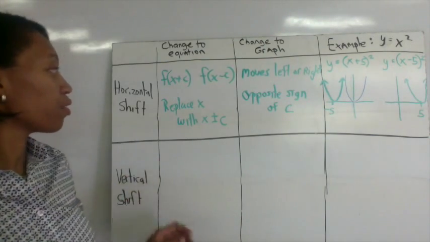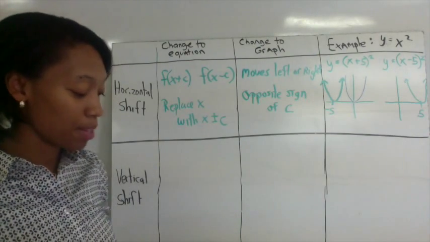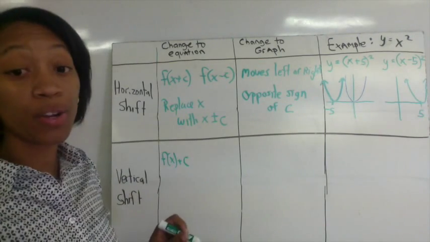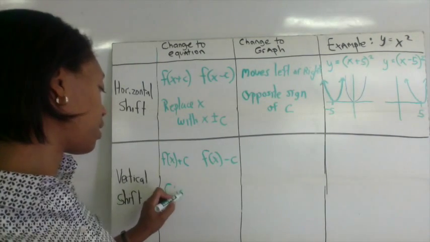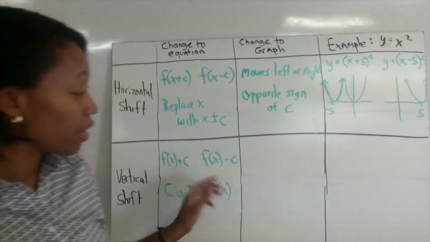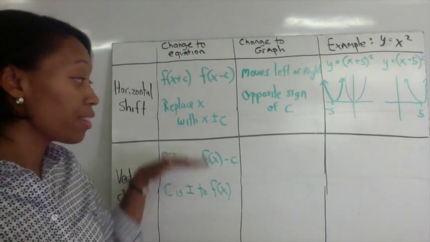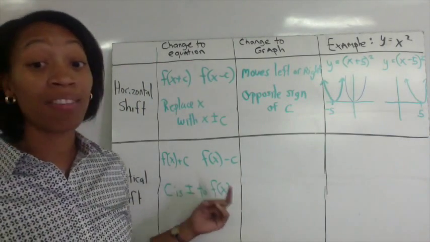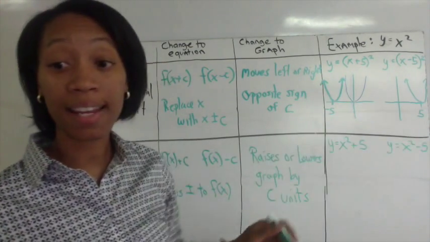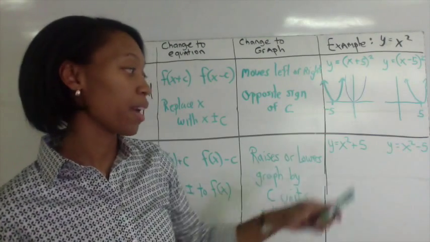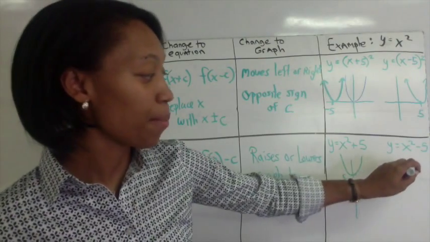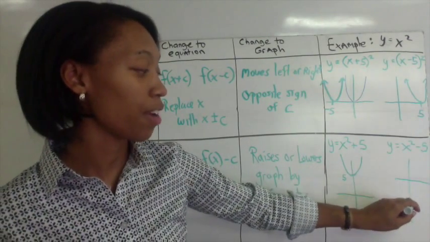Now what about vertical shift? Vertical shift happens on the outside of the function. Either you're going to have f of x plus c, or f of x minus c. C is added or subtracted to f of x. What that's going to do is raise or lower the graph. Because it's happening on the outside of the function, it affects the y, and y moves it up or down. And it's going to happen exactly as you would expect. Plus 5 is going to move it up 5 in the y direction, and minus 5 is going to move it down 5 in the y direction.